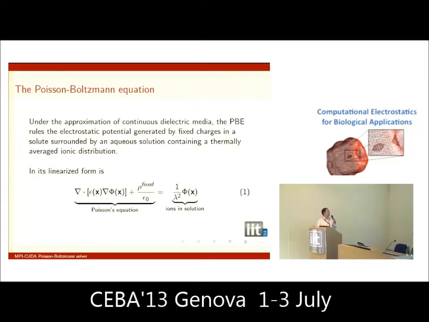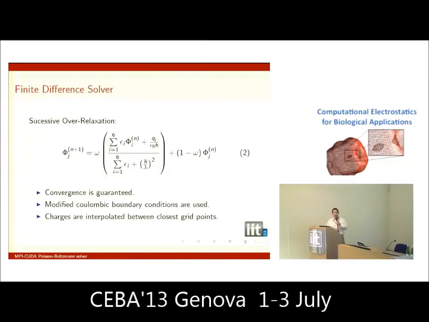You all know this, but we'll go over it very fast. Under the approximation of continuous electric media, we have the linearized Poisson-Boltzmann equation. So we have our potential, the fixed charges, the Debye length, and the dielectric constant. We want to solve that, and we use the finite difference method. After some linear algebra, which I won't bother you with because it's all been published and you surely all know it, we get to the finite difference stencil.